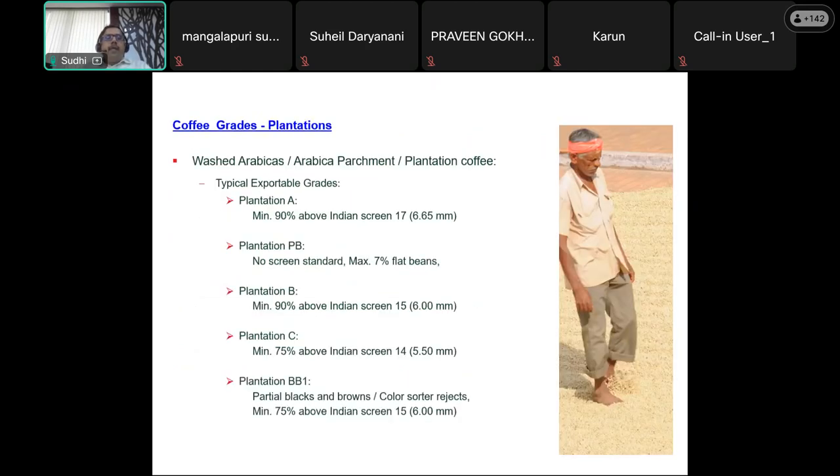What are the grades? We have washed Arabica, or Arabica parchment, or plantation. The names are interchangeable, where different people use different names for it. Plantation A is about 90% above Indian screen size 17, which is 6.65 mm. Plantation B, no screen, but a maximum of 7% flat bean is allowed. Plantation B is about 90% above screen 15, which is 6 mm. And plantation C, 75% above Indian screen. And BB is all the blacks and broken beans, which are the rejects and cannot be exported.